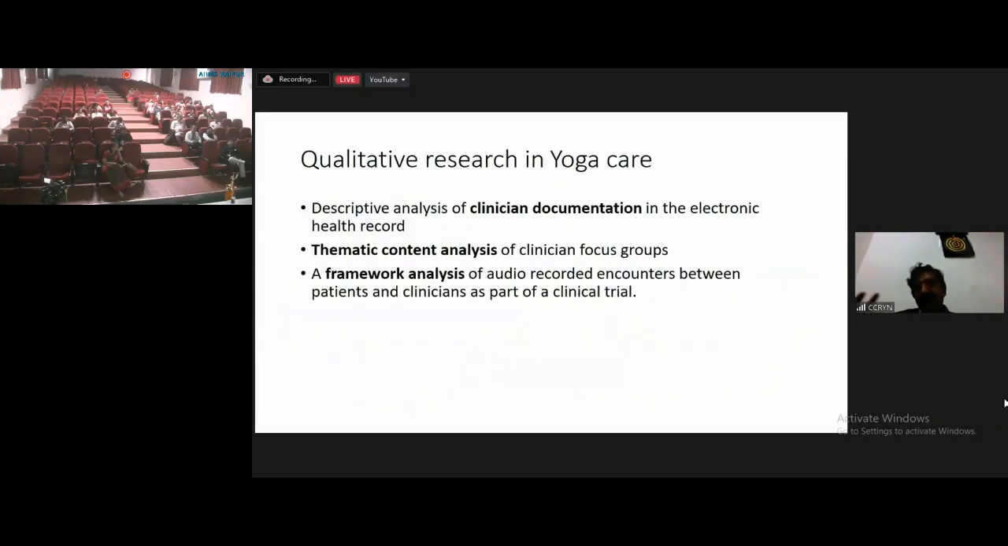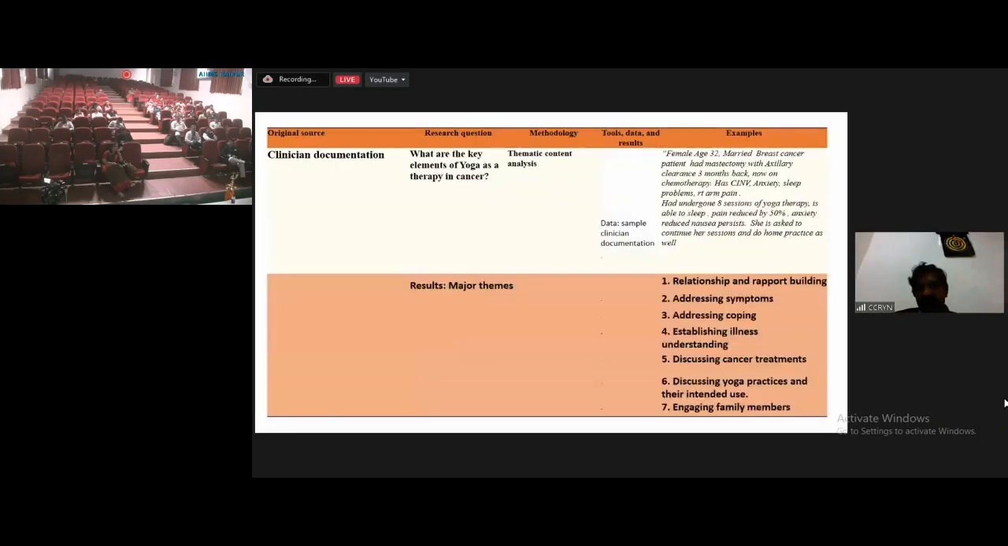Okay. So I'm going to give you an example of clinician documentation, thematic content, and framework analysis. Clinician documentation example: what are the key elements of yoga as a therapy in cancer? Do a thematic analysis. Patient says like this. Female patient, age 32, married, breast cancer. Patient had mastectomy with axillary clearance 3 months back. On chemotherapy, has chemotherapy-induced nausea and vomiting, has sleep problems, has right arm pain. And has undergone 8 sessions of yoga therapy. Is now able to sleep, reduced by 50%, and nausea still persists. She has to continue our sessions and do the practice at home. Okay. This is what is written in a case record.